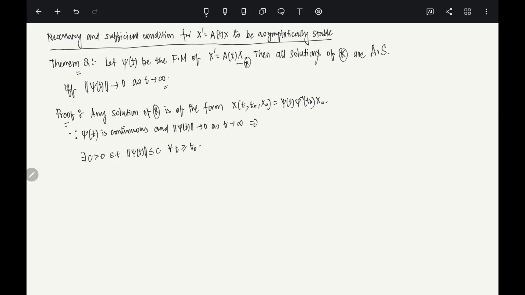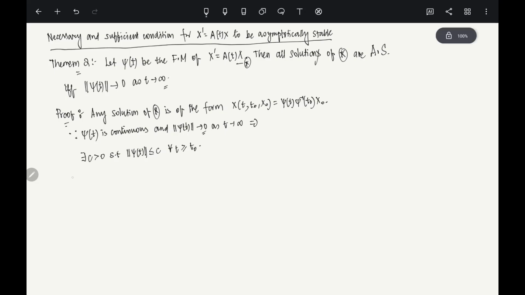Let's say that from t0 to some number t1, it is a closed bounded set. In that closed bounded set, since phi is continuous, it is bounded, so you can make it less than or equal to some bound. After t1, since this goes to 0, after some sufficiently large t1, the norm of phi(t) can be made less than epsilon. So you take the maximum of epsilon and the first bound, then we can say there is such a C. I hope this is clear.